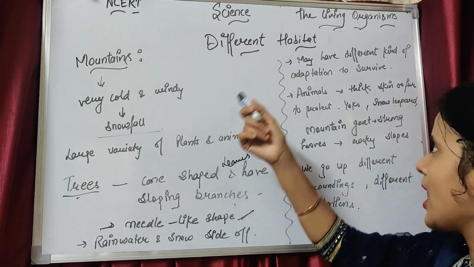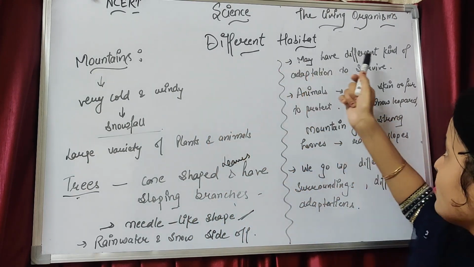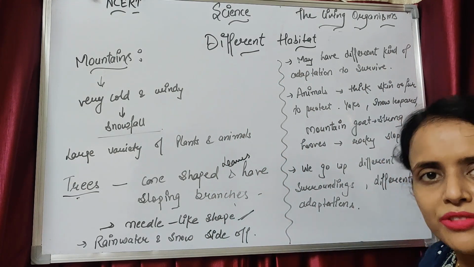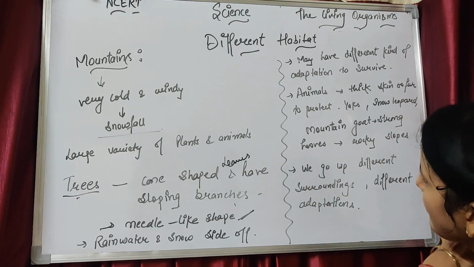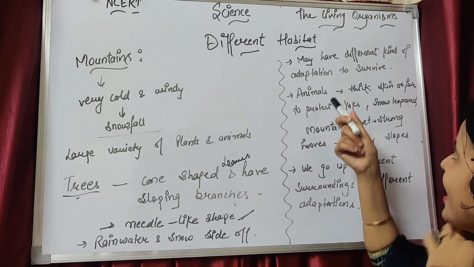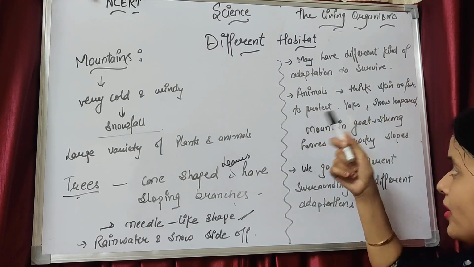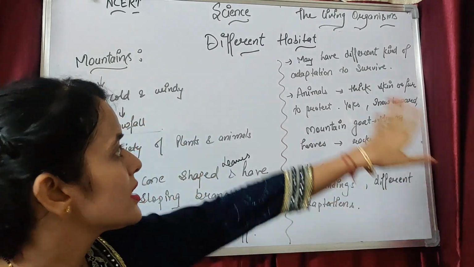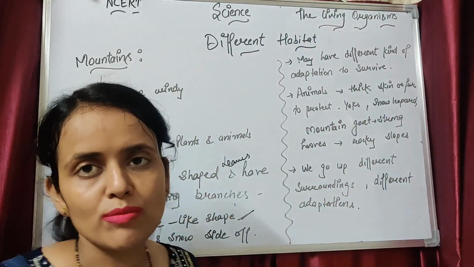Same as for trees, animals in the mountains have to adapt with different kinds of adaptation to survive. Animals have thick skin or fur to protect them from snow.